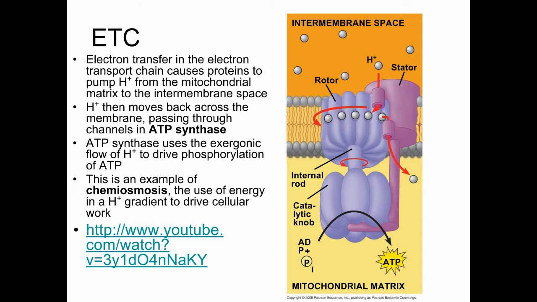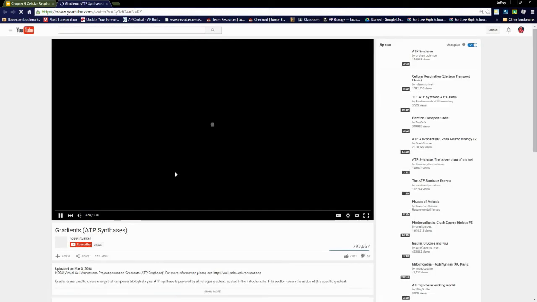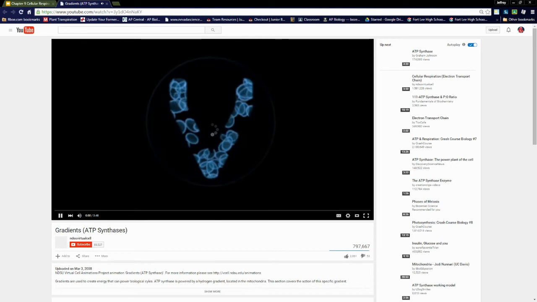All right. This right here is just showing you the ATP synthase. We'll watch it for fun. It's just giving you a little bit of how the action works.